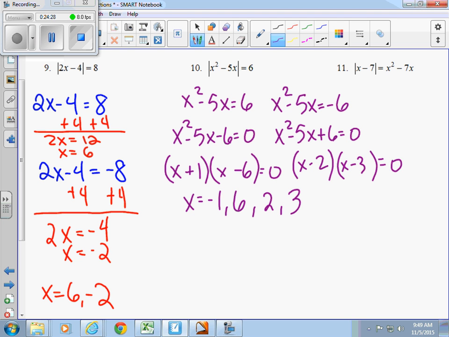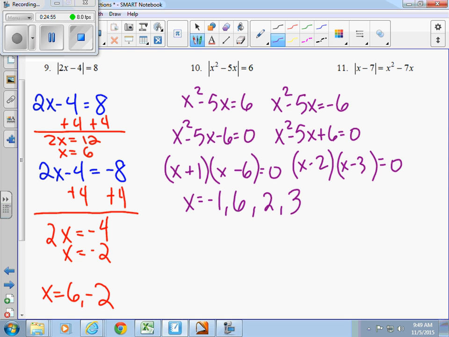Make sure we didn't make a mistake. Make sure those answers are good. Because we're adding to get -5. We're adding to get -5 still, but this time they have to multiply together to get negative, so they had to be opposite signs.